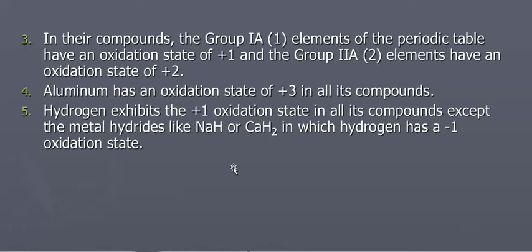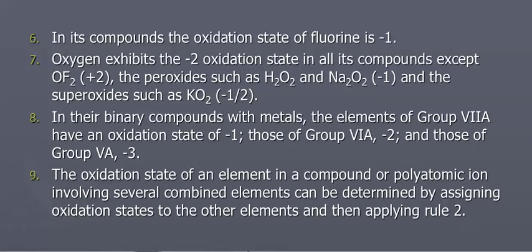Number three, the group 1A elements always have an oxidation state of +1, and the group 2A elements, the alkaline earth elements, always have an oxidation state of +2. Number 4, aluminum is +3 in every one of its compounds. Number 5, hydrogen is +1 unless it's with a metal. If hydrogen is combined with a metal, hydrogen takes on a -1 oxidation state. Number 6, fluorine is always -1 in every one of its compounds. Number 7, oxygen exhibits the -2 oxidation state in all of its compounds. There are some exceptions here, but 99.9% of the time, oxygen is -2.